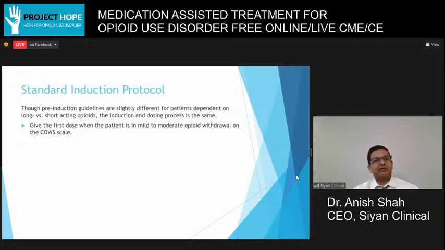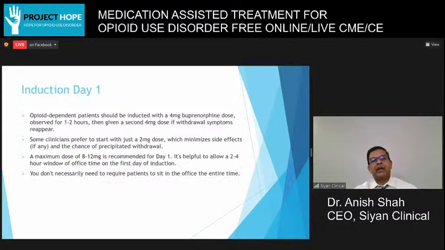So the standard induction protocol is, on the first day of induction, you give the first dose, and you must see that the patient is in a withdrawal state at that time. Typically we give a 4 milligram buprenorphine dose, observe the patient for 1 to 2 hours, and then give a second dose of about 4 milligrams, while managing and observing for withdrawal symptoms. Some clinicians will go more conservative and start with a 2 milligram dose. You can also do that. Your induction visit is going to be a little longer, so you must have about a 2 to 4 hour period in your schedule to do inductions.